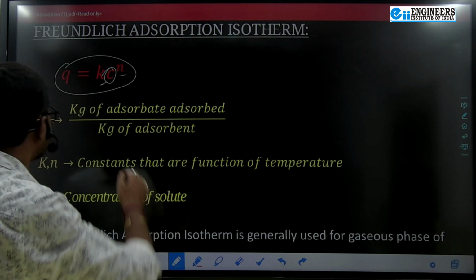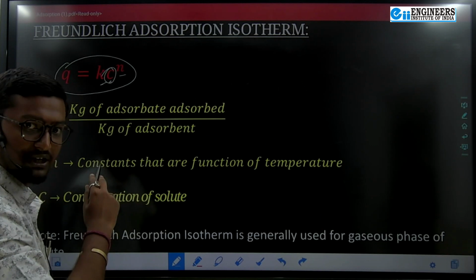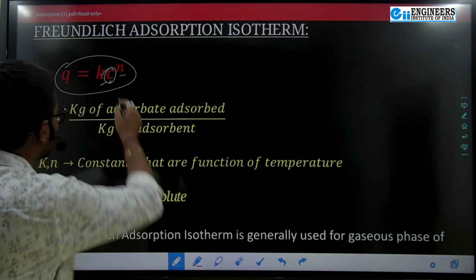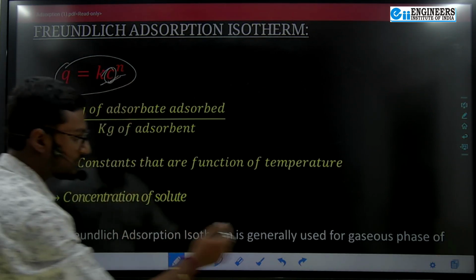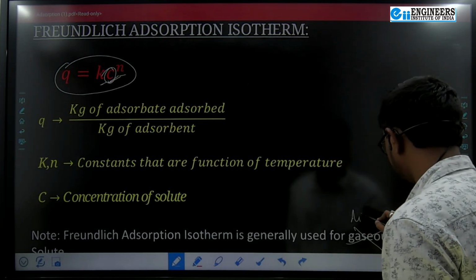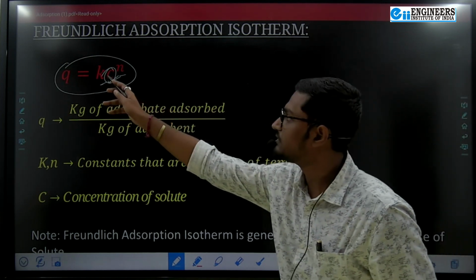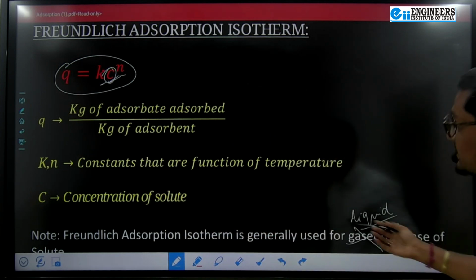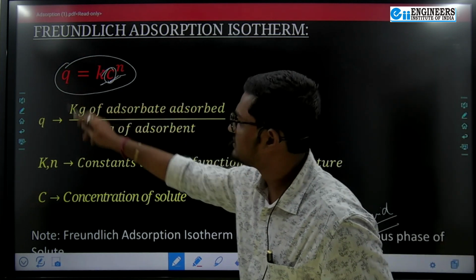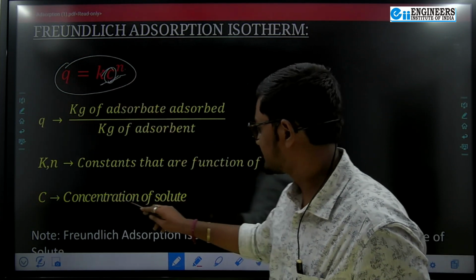The moment we see concentration, we can tell that in the Langmuir isotherm the solute was present in the gaseous phase, but here, as we are dealing with concentration, the solute must be present in the liquid phase. So what is written on the slide is wrong, it will be liquid phase. As it is in the liquid phase, we are dealing with concentration. When it was in the gaseous phase, we were dealing with partial pressure. All the other things have the same meanings. Q is the same, that is kg of adsorbate adsorbed per kg of adsorbent. n and K are constants, and C is the concentration of the solute.